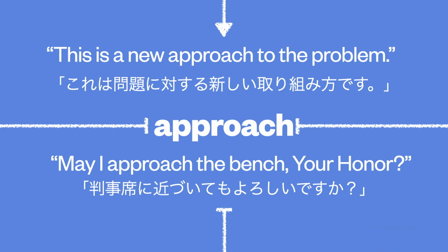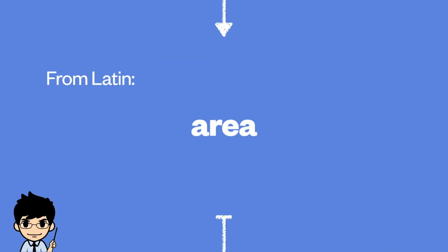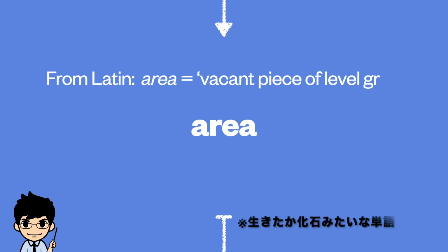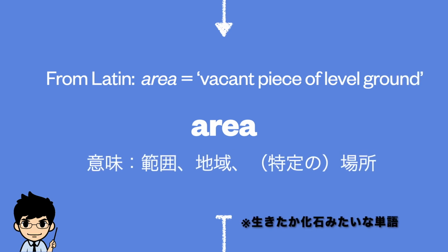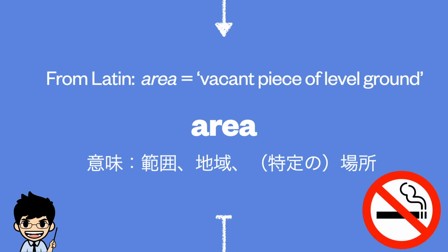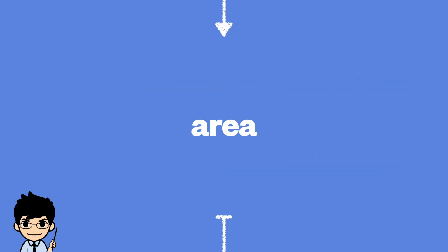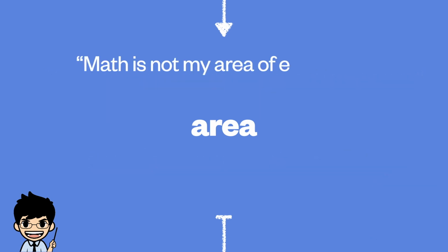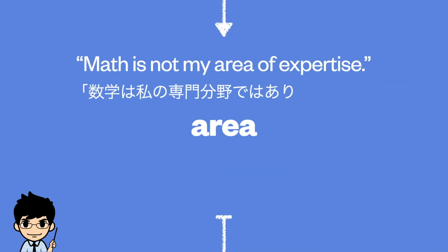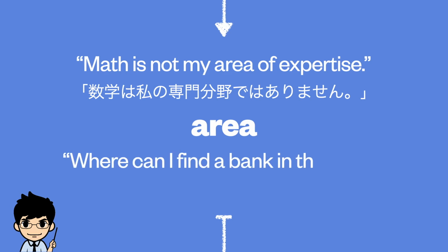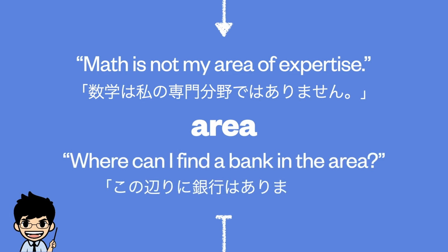Our third word today is a simple word. It's area. You already know this word. This is like a living fossil word because it never changed from Latin. It means vacant piece of level ground. To easily remember this word, just remember non-smoking area. We can use area in the following sentence. Math is not my area of expertise. You can also ask directions. Where can I find a bank in the area? Area doesn't have a prefix nor a suffix.